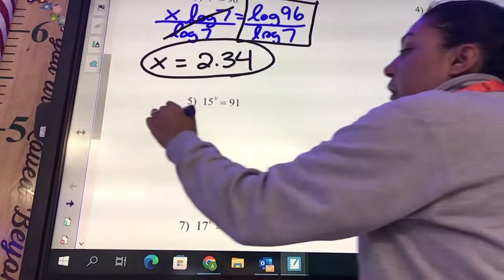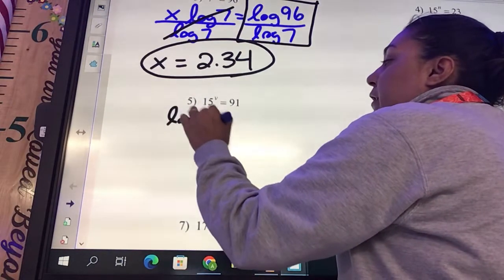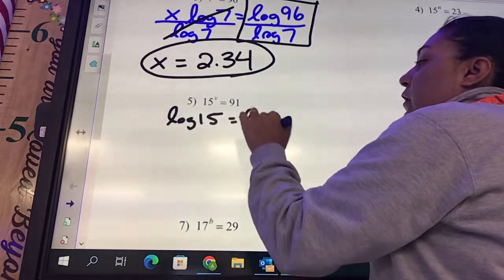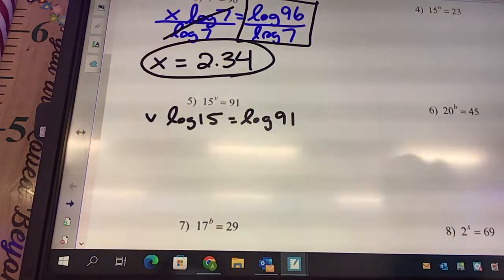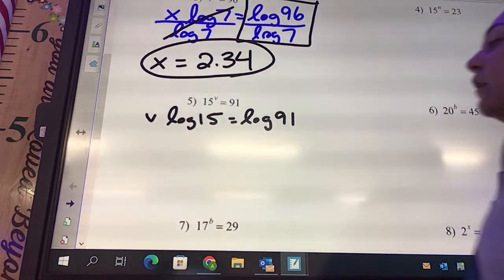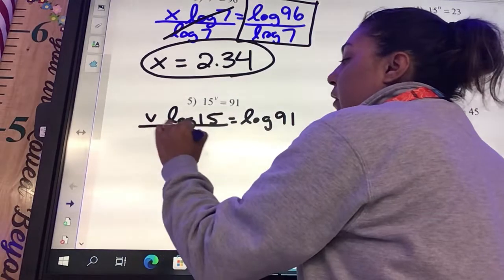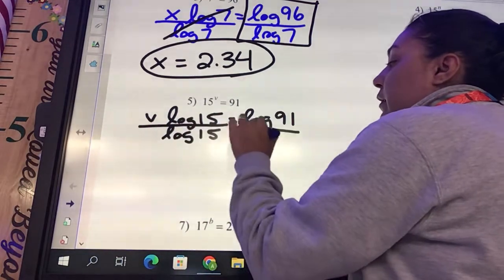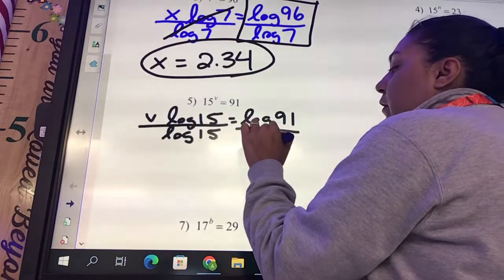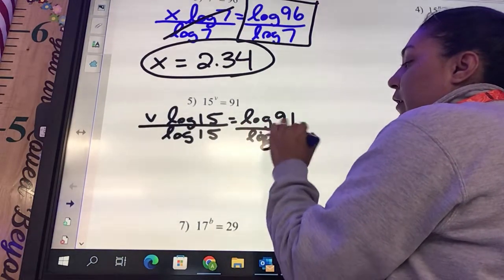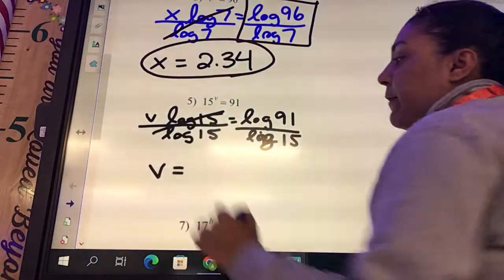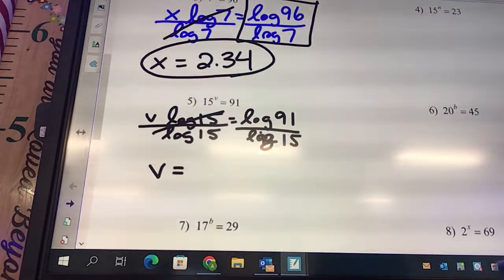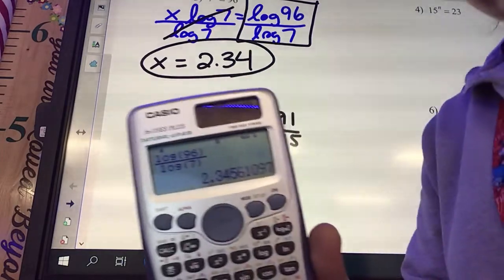Okay, so we're going to say log of 15 to the V equals log of 91, and you're going to drop that V down in the front. And then we're going to divide by log of 15 on both sides. It says log, by the way. Looks sloppy.